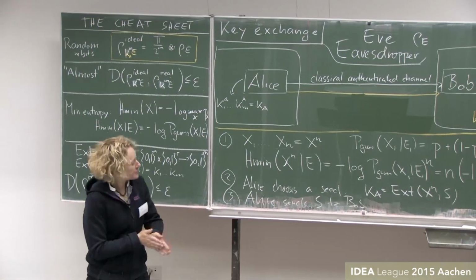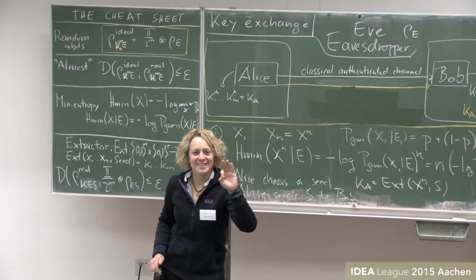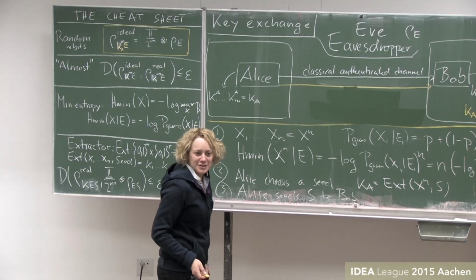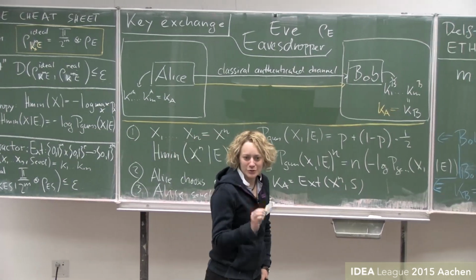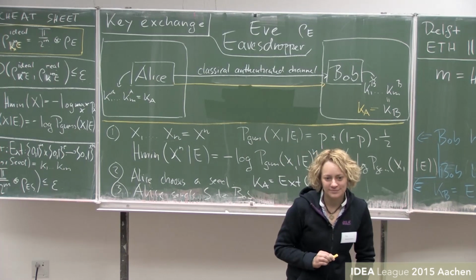So what I want to do now is consider a slightly different scenario. It's again a toy scenario. I'm going to make an assumption, and I'm going to assume now actually a limitation on Eve. I just want to give you one more example where we might know something about this min entropy.